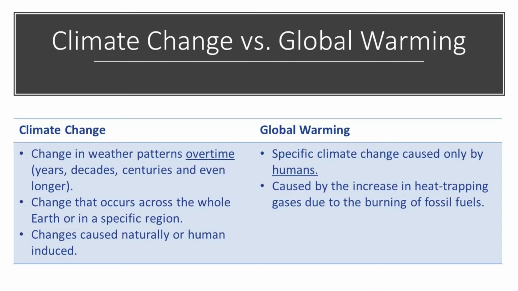Climate change is a change in weather patterns over time, spanning years, decades, centuries, and even longer. It may be a change in the average number of weather conditions in a region, such as the average temperature in different seasons, or a change in the average number of weather events, such as more or fewer tornadoes or hurricanes. Climate change can be described as a change that occurs across the whole Earth or a specific region.